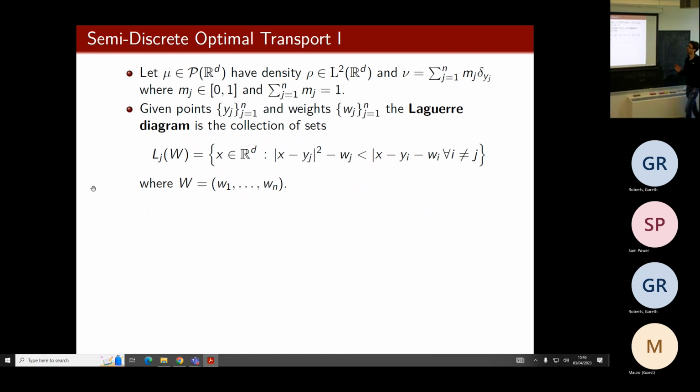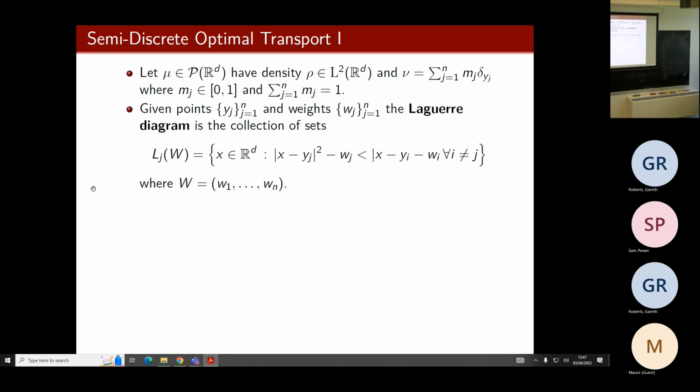Right, so first of all, if my weights are all 0, this is just the Voronoi cells. All I would be saying there is that if x is in the jth Voronoi cell, then x is closer to yj than it is to any of my other points. But by putting these weights in here, I allow things to shift a bit. So is y meant to be like the center of the cell?